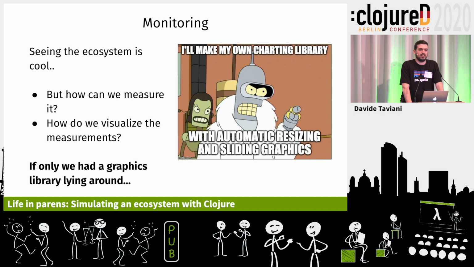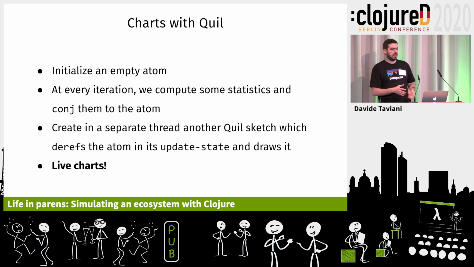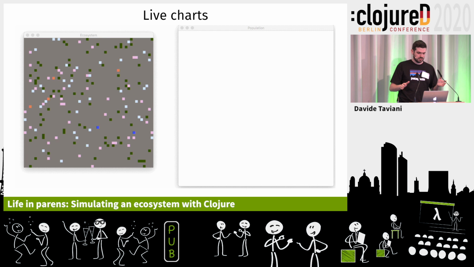And actually, it was not particularly hard. I didn't make a full-fledged charting library. I implemented just a way of visualizing quantities. And it's cool because we can do it by initializing an empty atom, and in every iteration of our simulation, in the update function that we saw before, we compute some statistics and we just conj the statistics to this atom. Then we create another Quil sketch which uses just deref as the update state function, which means that every iteration is dereferencing the atom, and now we have live charts. And this is, if the GIF works, how it looks.